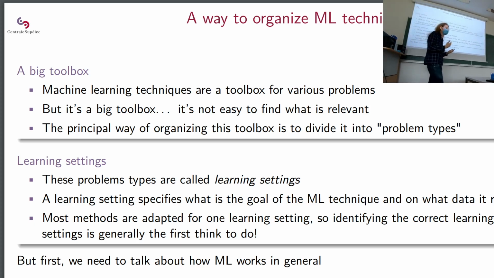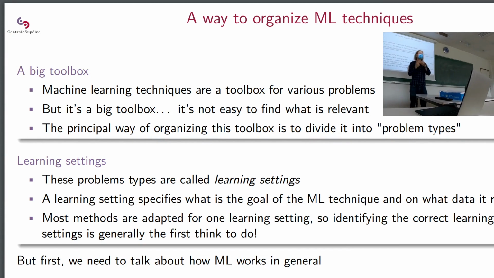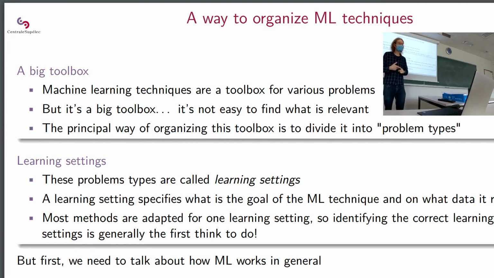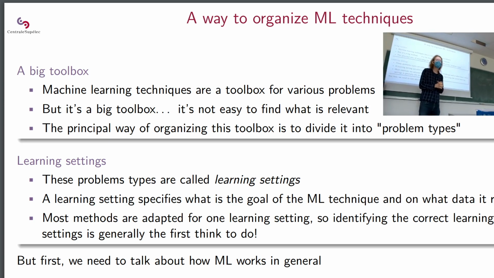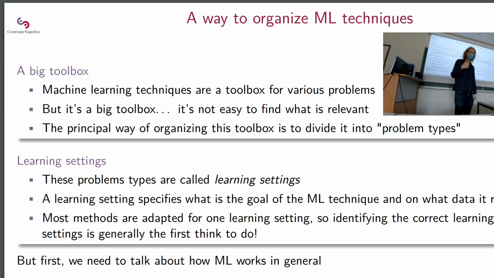More precisely, we call them learning settings, and they specify what the goal of the machine learning technique is and what data it relies on. So most techniques we will talk about are adapted for one learning setting. So it's really important, when you have a problem and you think maybe machine learning can help you, to identify what the learning setting is, so you can afterwards find the tools that can help you for that.